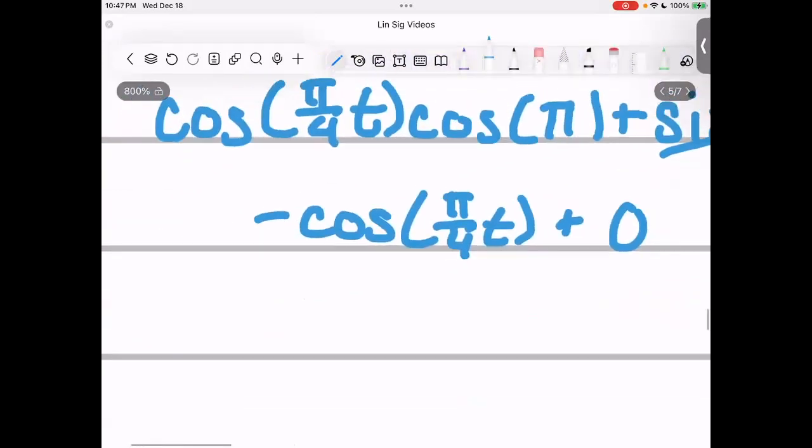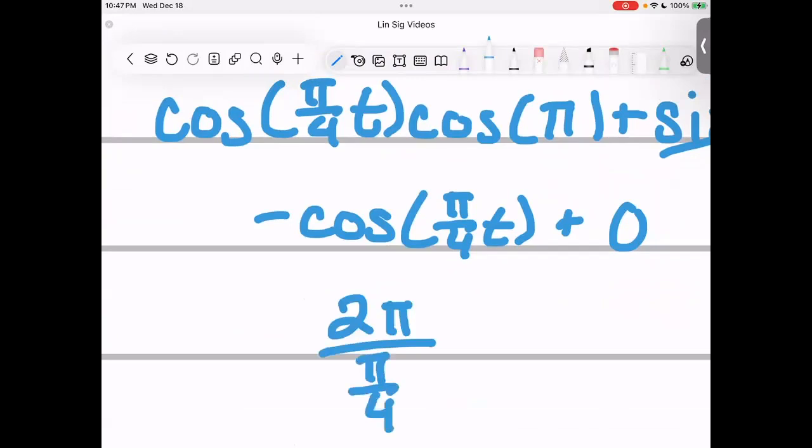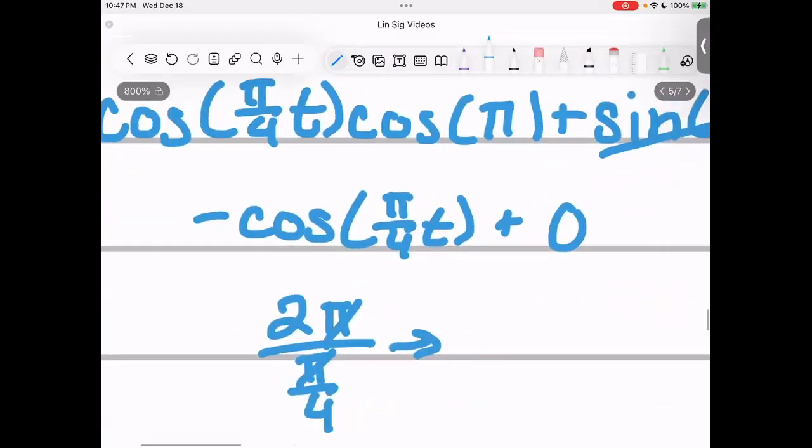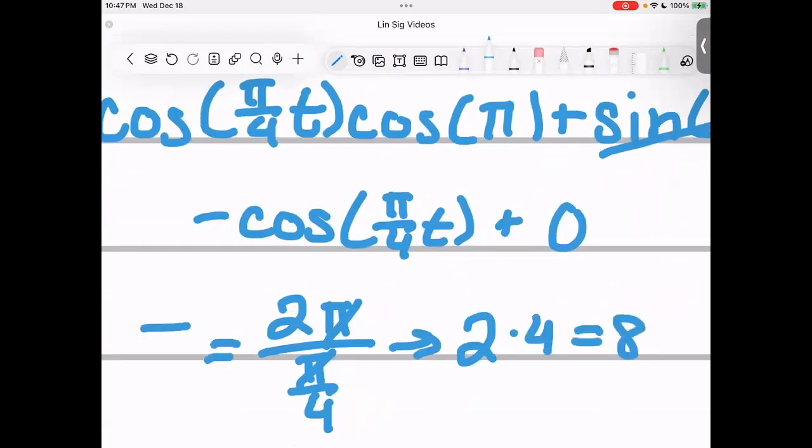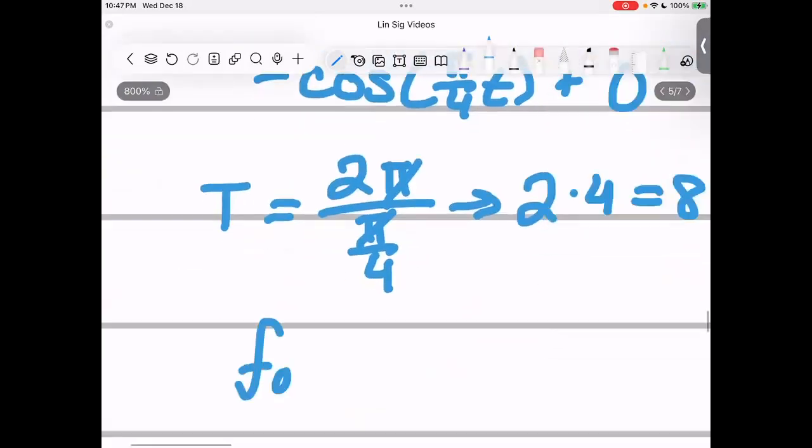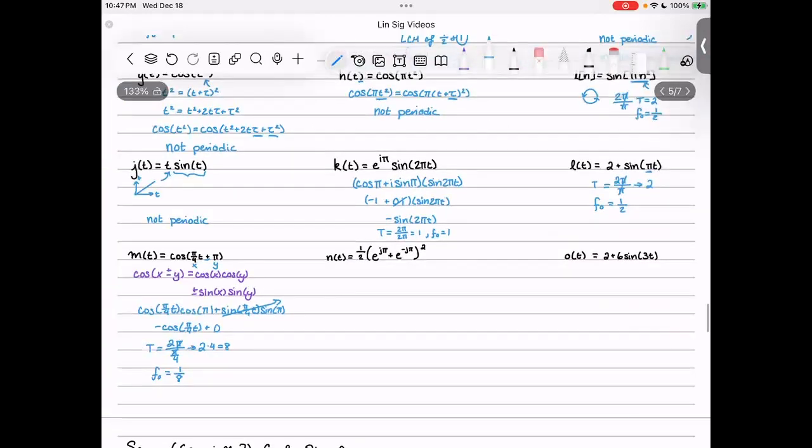And now we can just do our 2 pi over b, and b is pi over 4. Pi's cancel out. We end up with 2 times 4 equals 8 for our T. Then our f naught is 1 over 8. Cool.